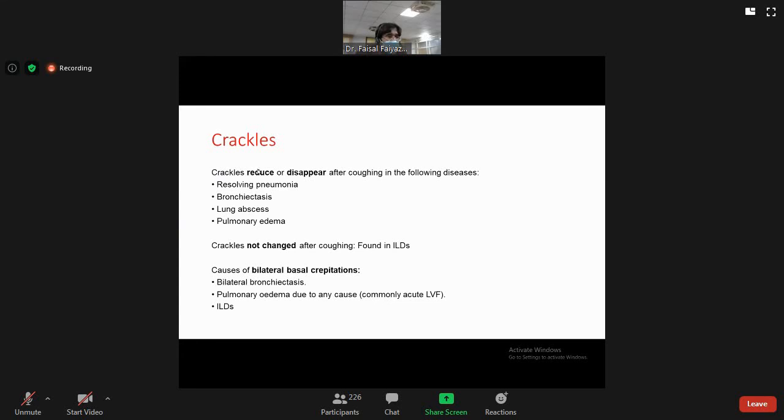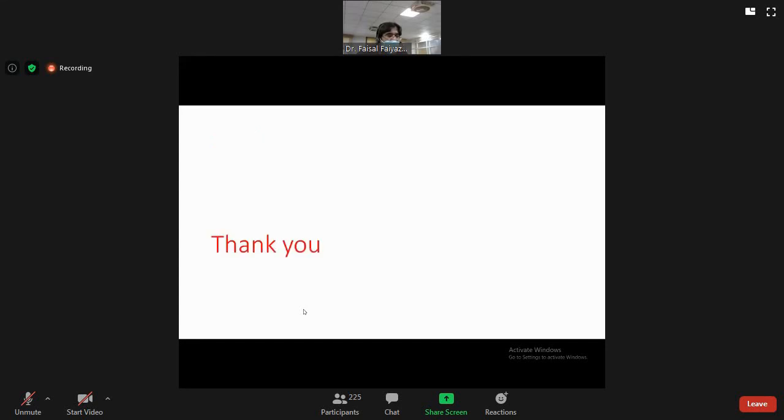Crackles: if they reduce or disappear after coughing, then certain things one should consider: resolving pneumonia, bronchiectasis, lung abscess, pulmonary edema. Crackles not changed after coughing are generally in interstitial lung disease, ILDs. Causes of bilateral basal crepitations or crackles: bilateral bronchiectasis, pulmonary edema due to any cause, commonly due to acute left ventricular failure. And the last one is interstitial lung disease. Thank you very much.